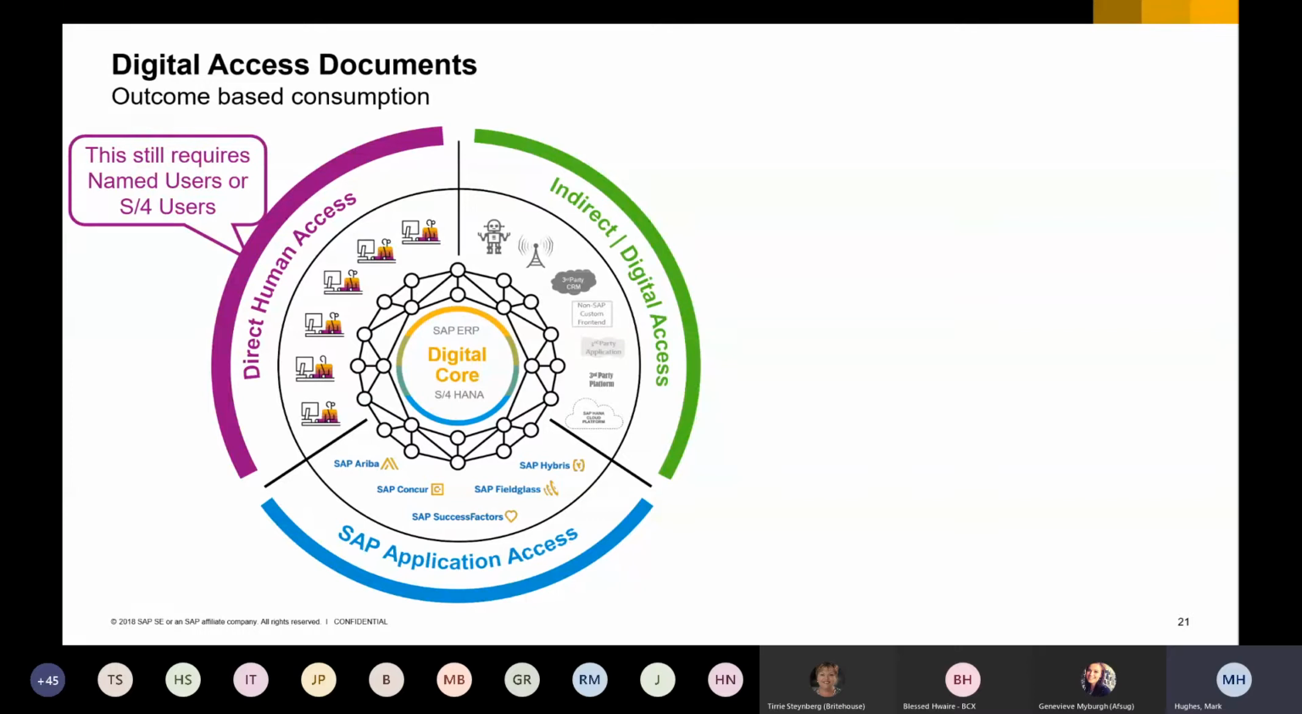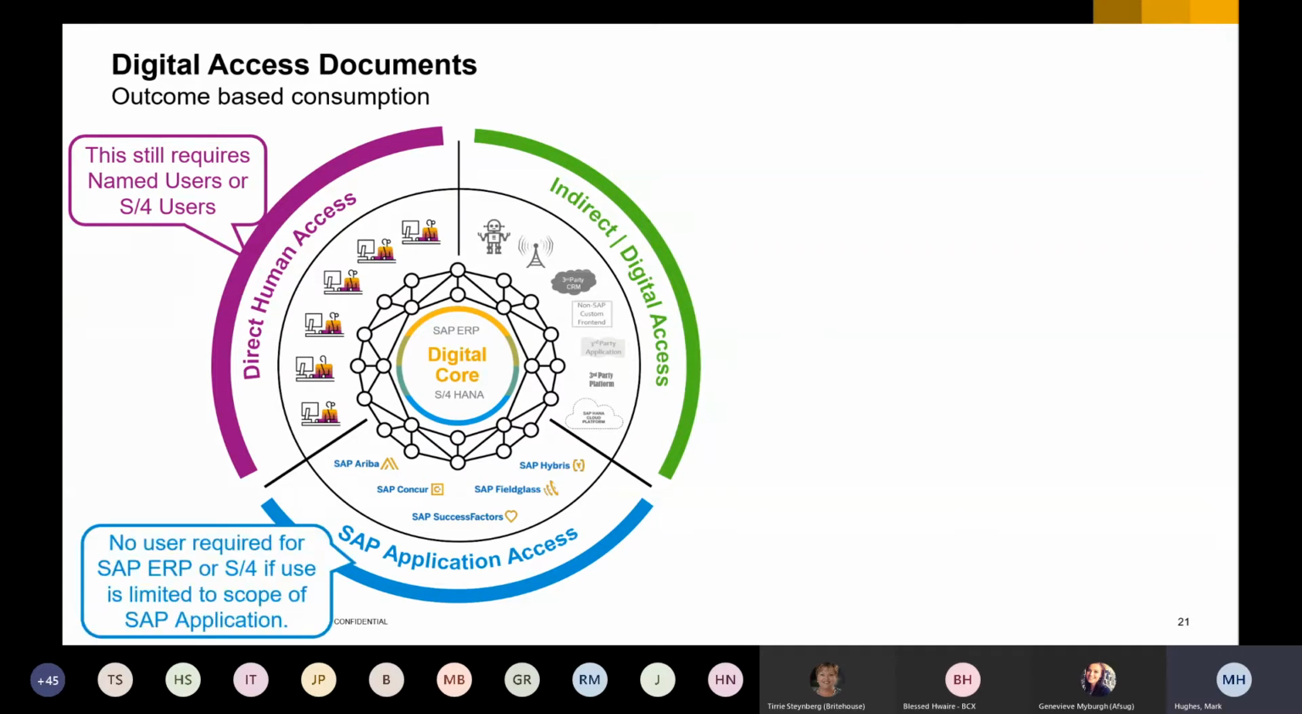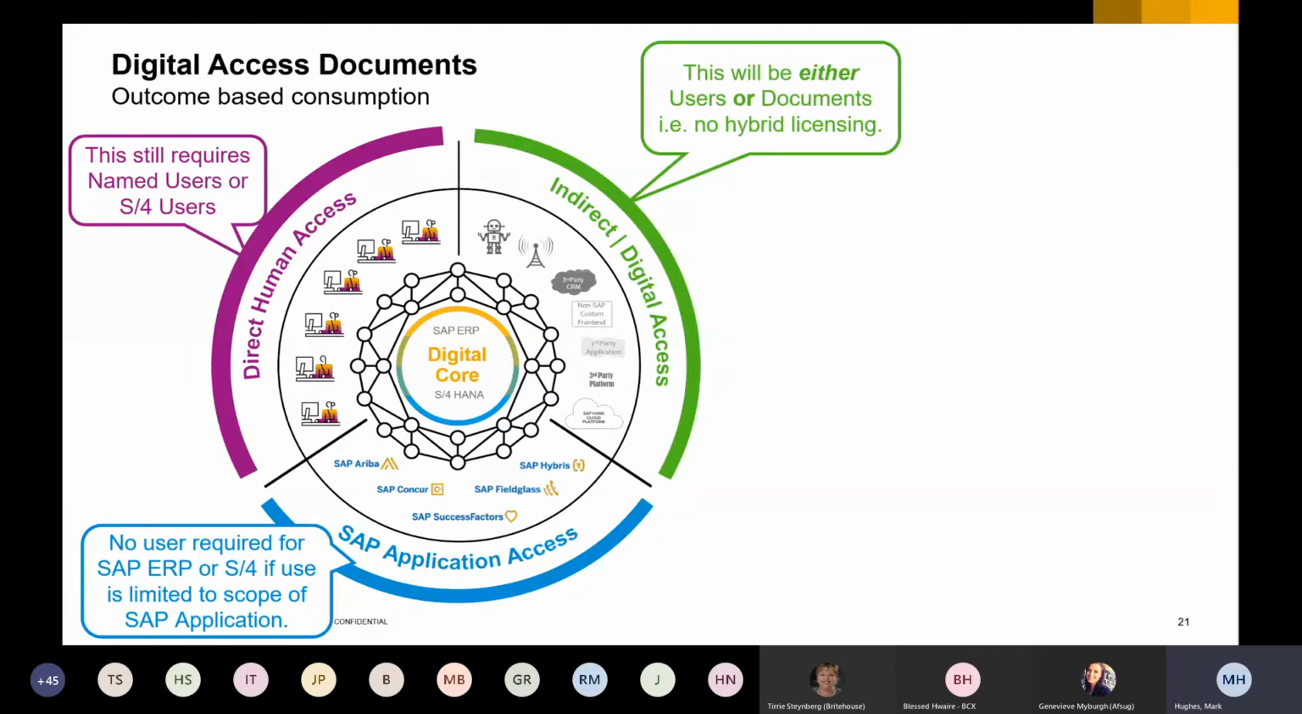So fundamentally, the direct human access stays the same. The named user requirement, or in S4HANA, the S4HANA users for enterprise management only. At the SAP application level, so long as these applications are adequately licensed, no further licensing requirement in the digital core is needed for any of those integrations. And on the right-hand side, we now can offer our customers a choice of either staying with the named user licensing model as it has always been, or to choose this new document-based licensing model.